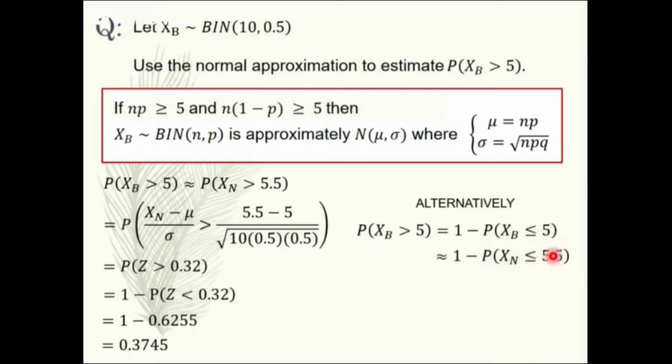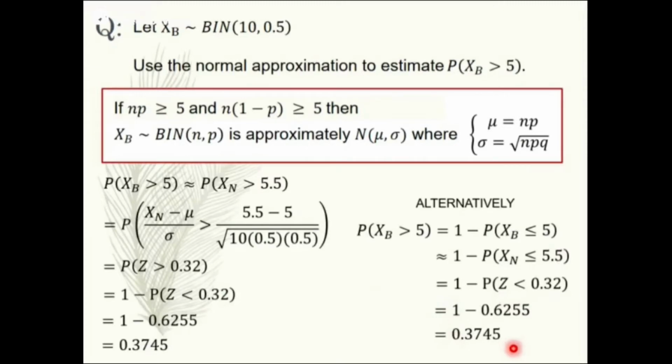Now, this value here, you're going to standardize it in the same way here. You'd subtract 5 and you divide by the same standard deviation that you had here. So it's almost what you did here, but now it's strictly less than or equal to. Now that will give you 1 minus the probability of Z less than 0.32, like what you have here. So ultimately you end up with the same final answer.